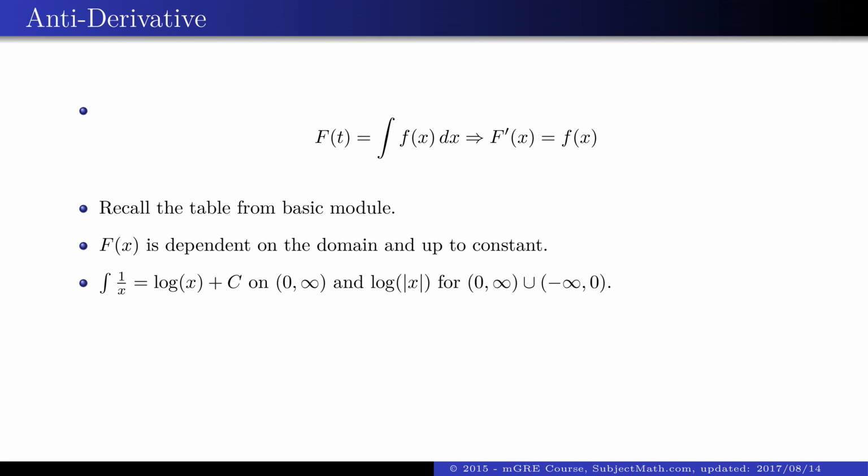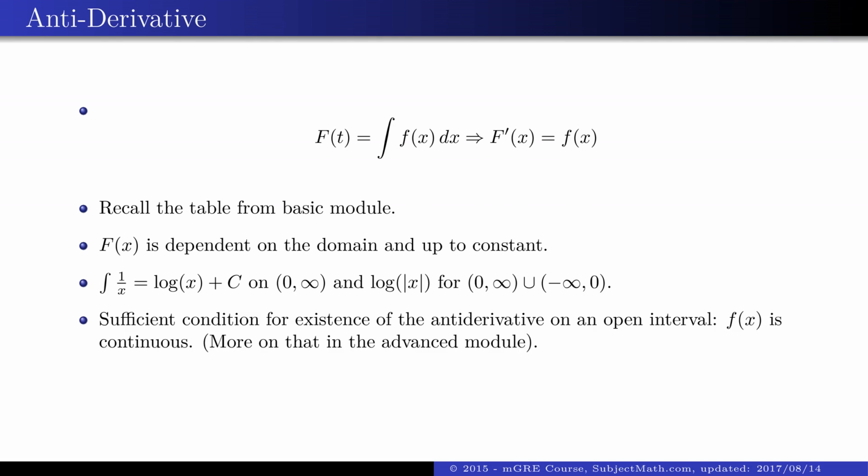For example, the antiderivative of 1 over x is log x on the positive reals and log absolute value of x on the non-zero reals. A sufficient condition for the existence of the antiderivative on an interval is continuity on that interval.